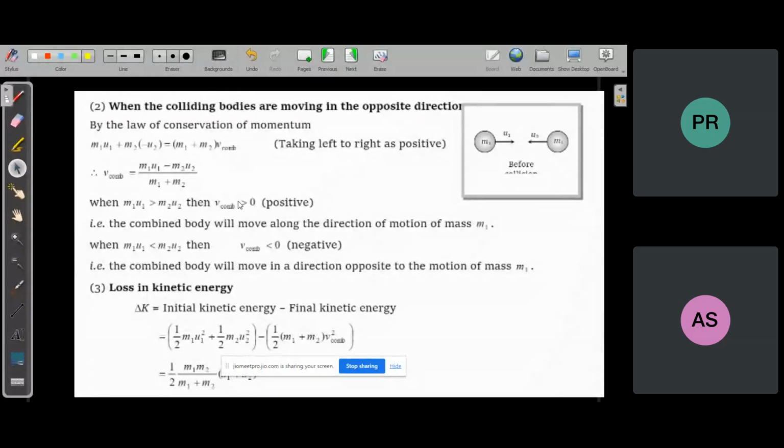The screen is not visible. And now it is visible, sir. Now it is visible. Okay.